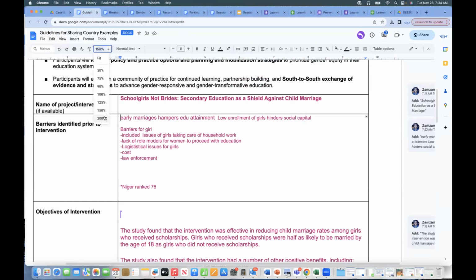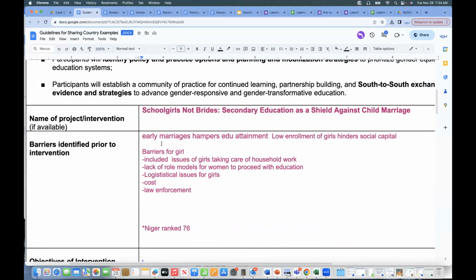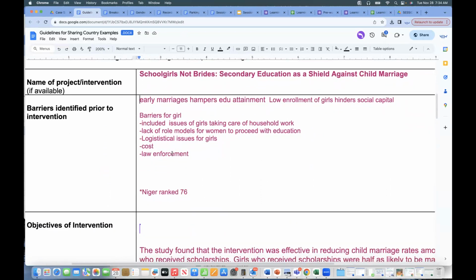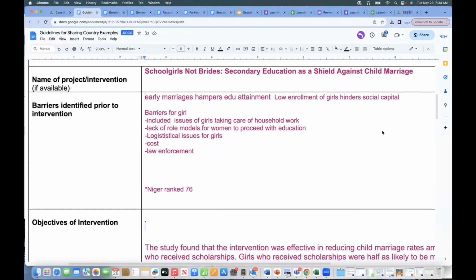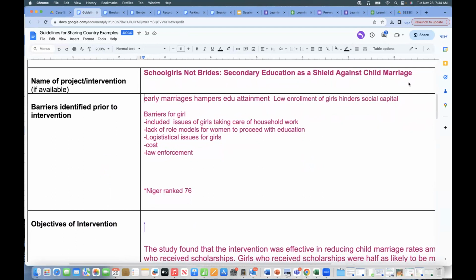Good afternoon once again, colleagues. We are Group 2. Our case study is based in Niger, and the name of the intervention was School Girls, Not Brides: Secondary school education as a shield against child marriages.